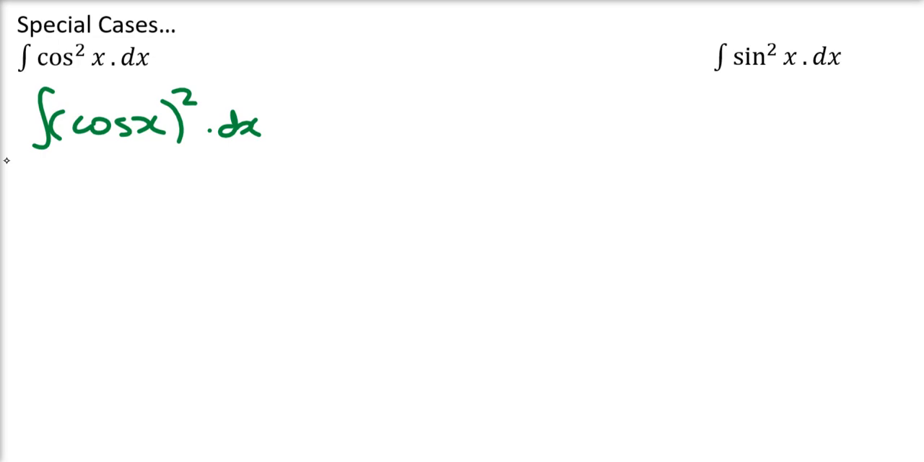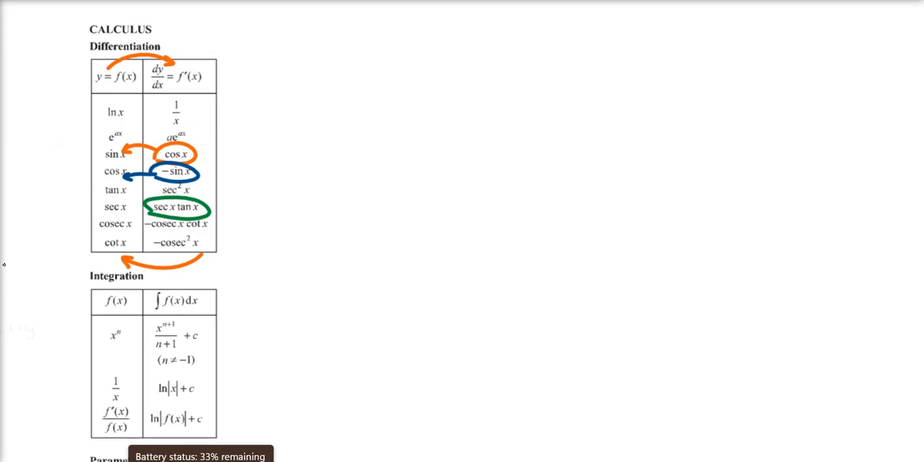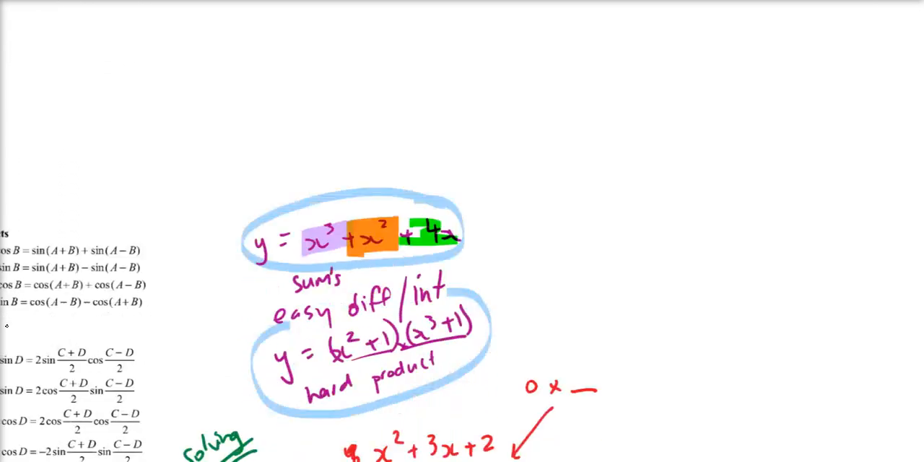How else can you write cos squared x? Yeah, cos x times cos x. Okay. Now, there are other ways, and the book tells you a different way, but when I was going through this with another class, this is how they decided to do it, and it was much, much easier. So if you look at your formula sheet again, where are we looking at?